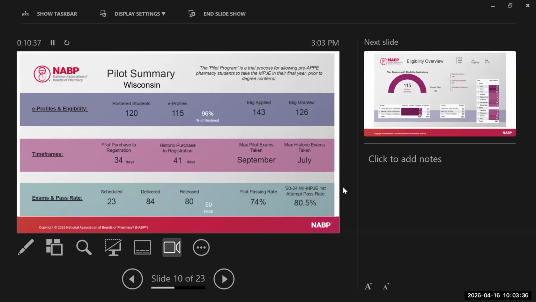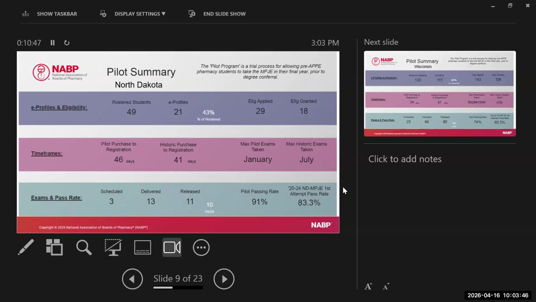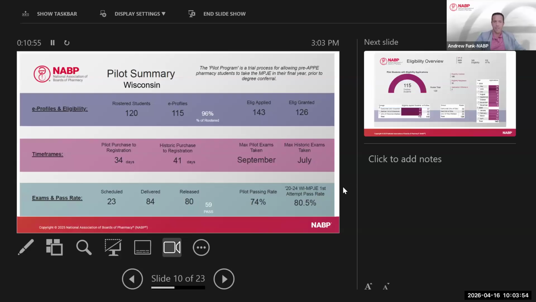I saw that that one was September, but the other state was in January. So can you explain, was it during their P3 year, January versus this? Yeah, that's a good question. So for the max pilot exams taken, for Wisconsin, the most exams were administered during the month of September. So those students would have been P4s, right around the June timeframe.